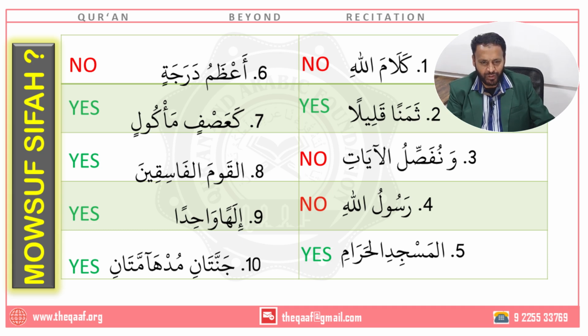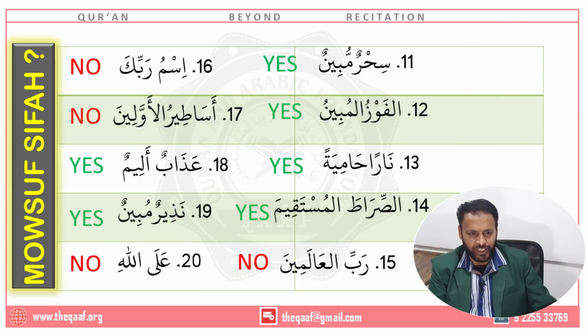Okay, as a bonus, here is one more slide. Usually we do one, but inshallah we'll do this today so that your mawsuf sifa is very, very strong. Sihrun mubinun. Yes, it is mubinun, and it is mawsuf sifa. Sihr means magic. Mubin means clear. Clear magic, a magic that is clear.